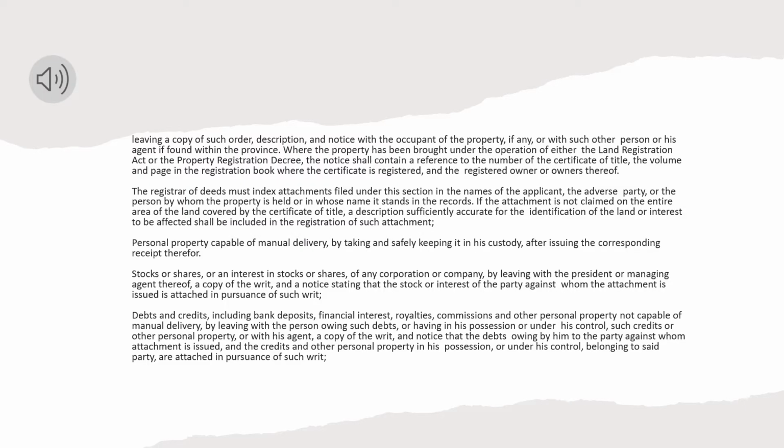of Deeds a copy of the order, together with a description of the property attached, and a notice that it is attached, or that such real property and any interest therein held by or standing in the name of such other person are attached, and by leaving a copy of such order, description, and notice with the occupant of the property, if any, or with such other person or his agent if found within the province. Where the property has been brought under the operation of either the Land Registration Act or the Property Registration Decree, the notice shall contain a reference to the number of the certificate of title, the volume and page in the registration book where the certificate is registered, and the registered owner or owners thereof.